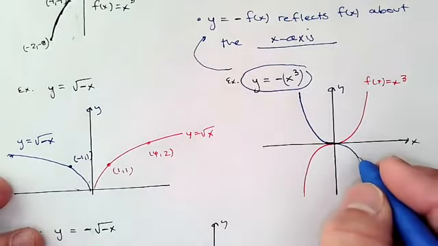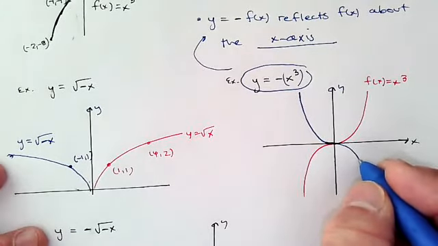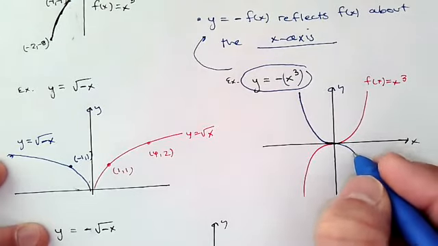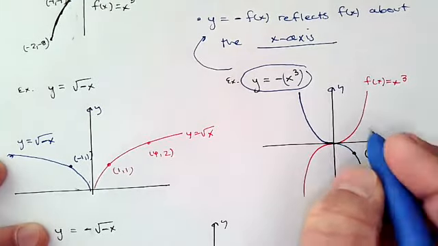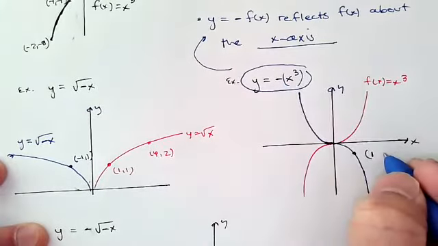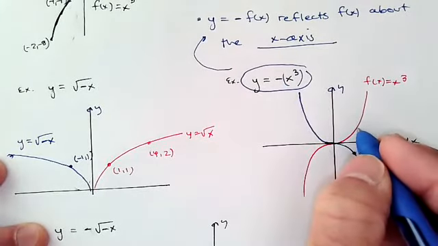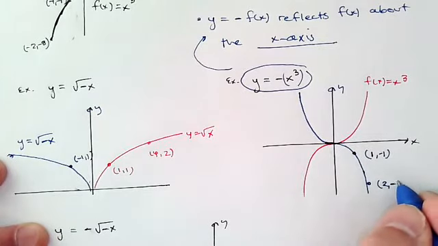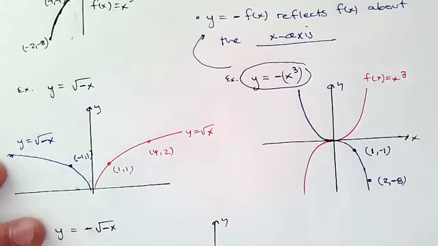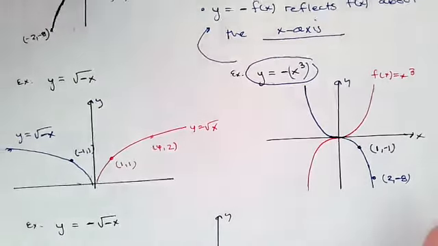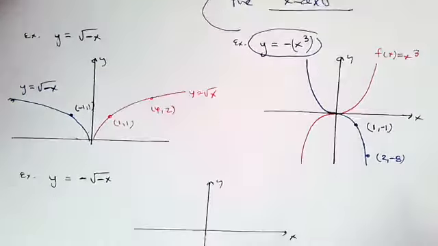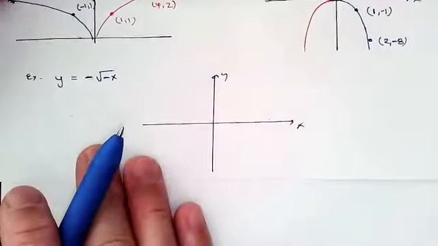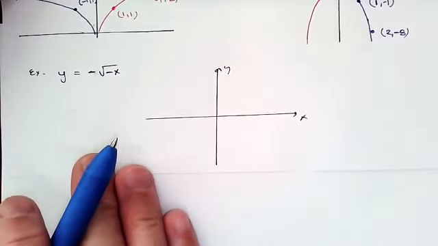And all these, if you're not sure, you can still plug in points, right? For example, if I plug in 1 here and cube it and then apply the negative, it's going to be 1, -1 instead of 1, 1. If I plug in +2, I'm going to end up getting -8, right? So you can confirm this by just plugging in points, but it's helpful to spot the transformation so that you can construct the graph more quickly.